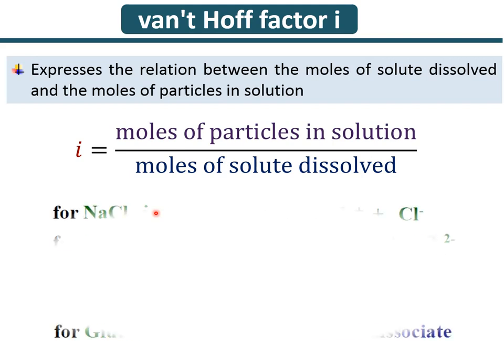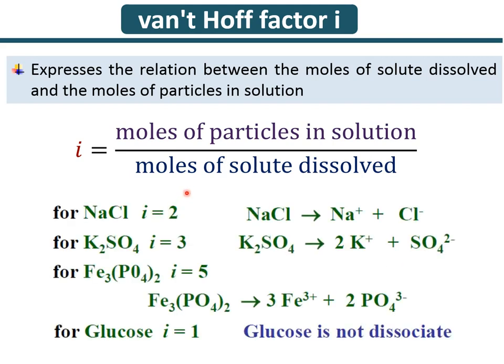And this table describes the cases of sodium chloride, I equals 2. Potassium sulfate, how many ions here in potassium sulfate? 2 potassium and 1 sulfate, so I equals 3. Okay, for iron phosphate, how many particles do we have? 5, okay, 3 for iron and 2 for phosphate, okay? So this is the way that we will think about the Van't Hoff factor or the ionization factor. For glucose, I equals 1 because it is not ionizable, okay?